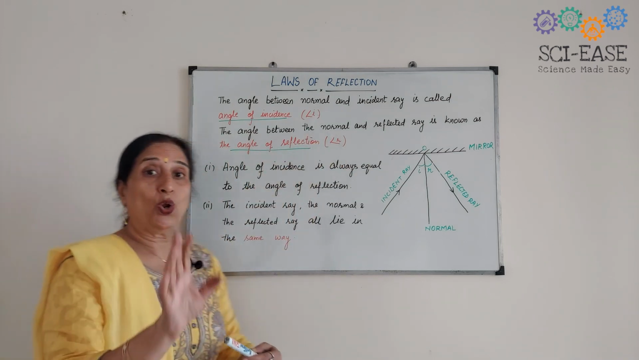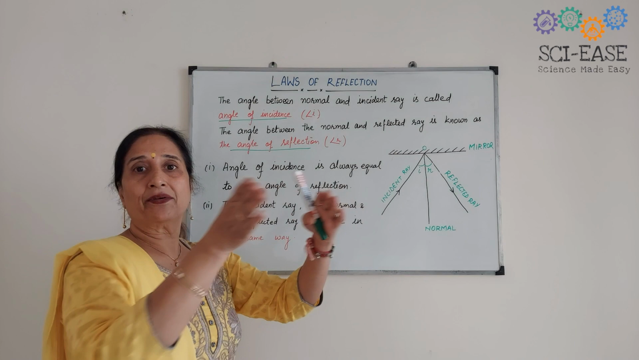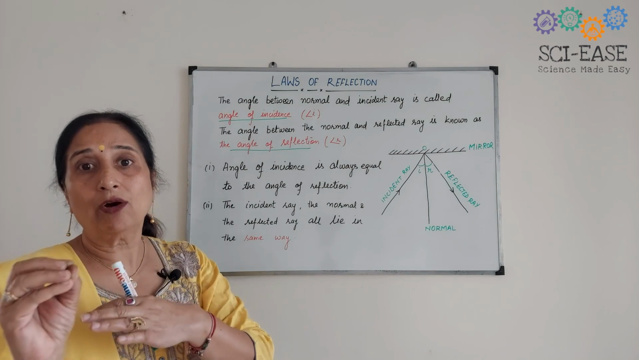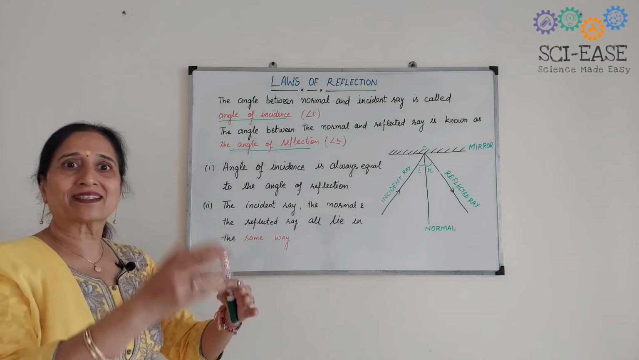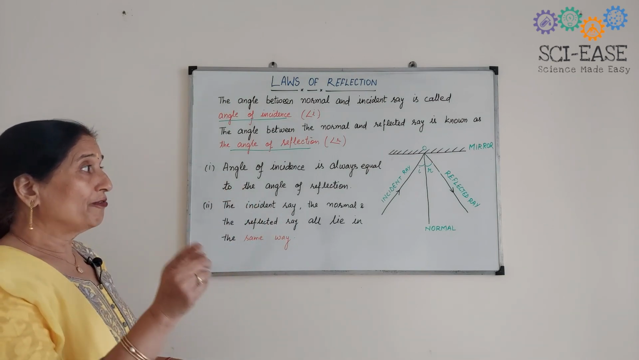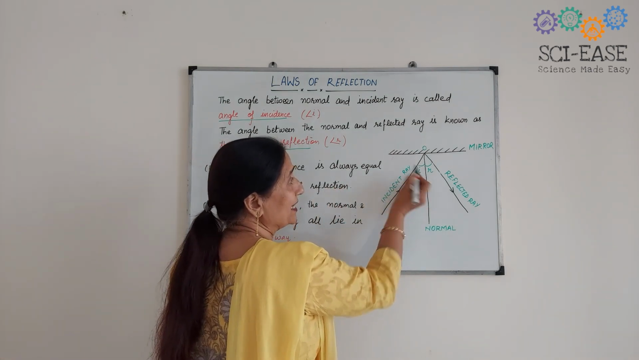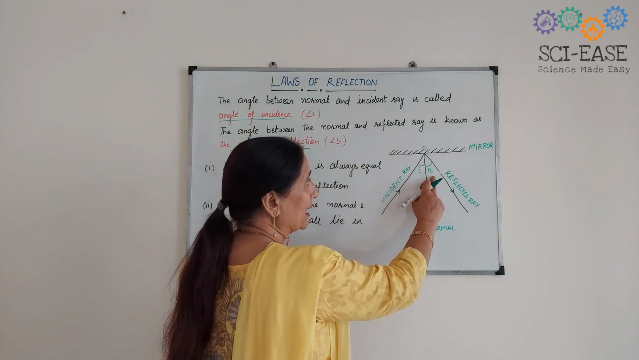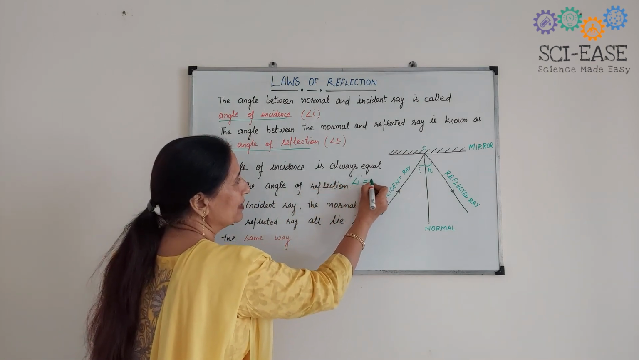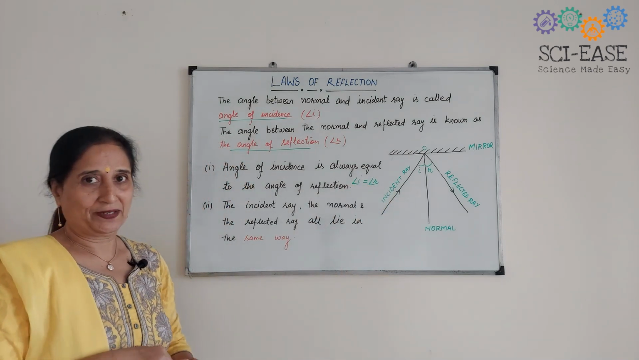So what are the laws of reflection? Now I am going to tell you. This thing is clear: what is incident ray, what is reflected ray, what is normal, and what is angle of incidence and angle of reflection, because these things will be repeated in the laws. In the first law of reflection, the angle of incidence I is always equal to angle of reflection R. So, angle I is always equal to angle R. This is the first law of reflection.